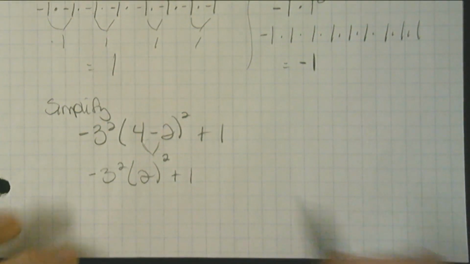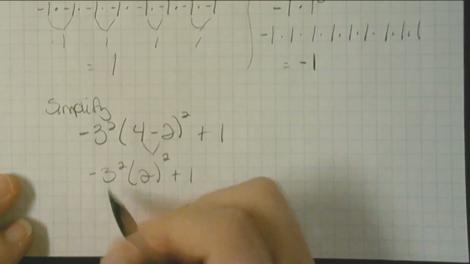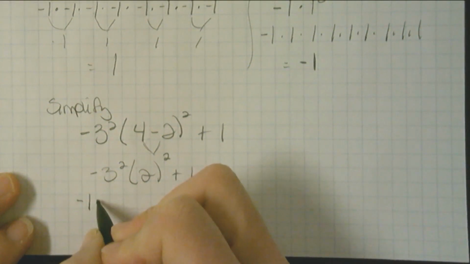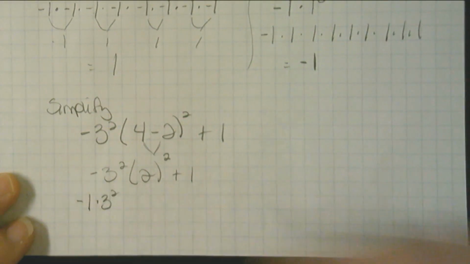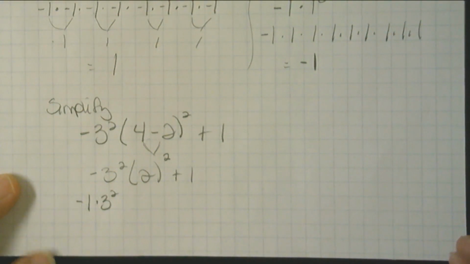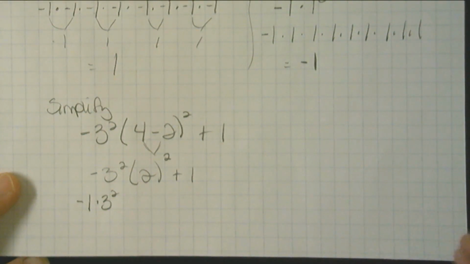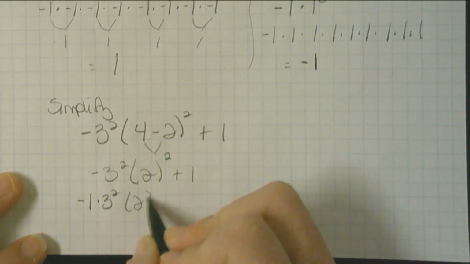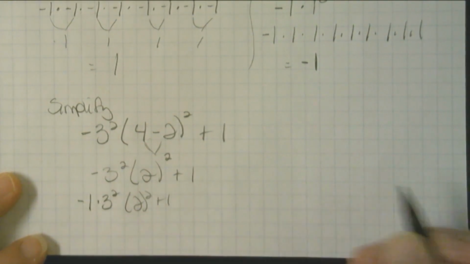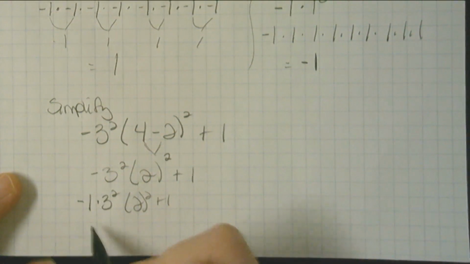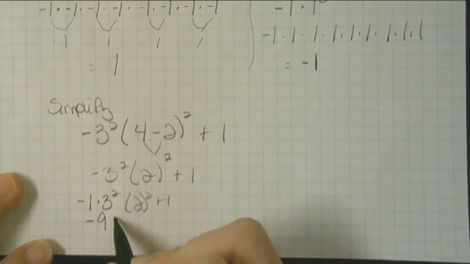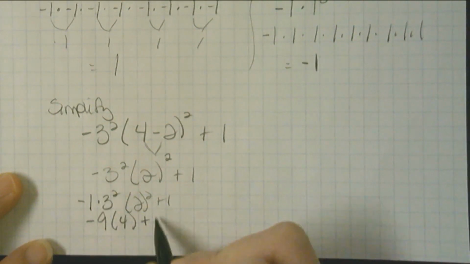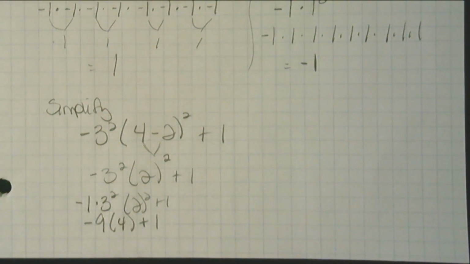Check the exponents. So this first one is negative 1 times 3 squared. So don't forget, that's what that looks like. Alright? Times 2 squared plus 1. I just wanted to rewrite that so you could see that. So we end up with a negative 9 times 4 plus 1. Now what?